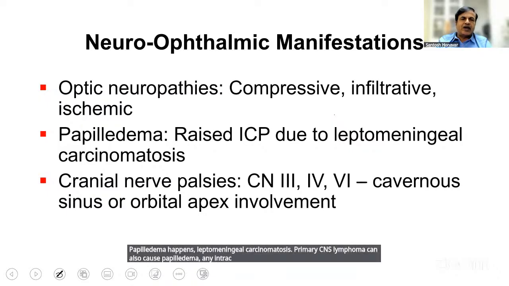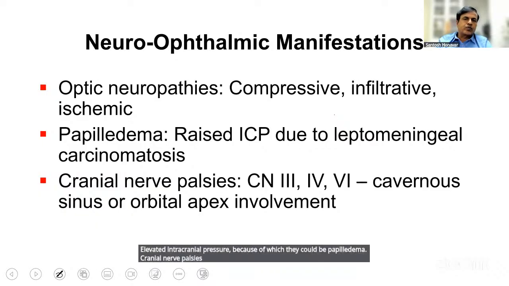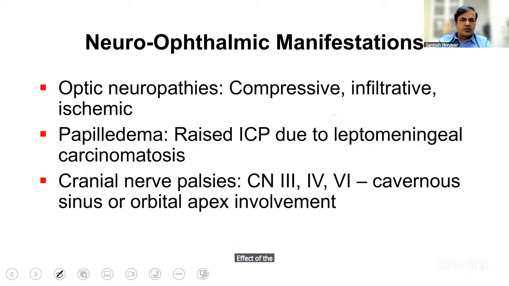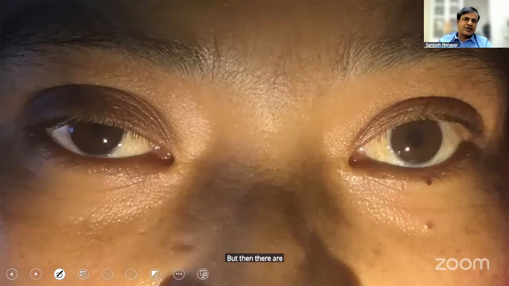Any intracranial malignancy can cause elevated intracranial pressure, because of which there could be papilledema. Cranial nerve palsies are also because of direct effect of the intracranial tumor on the cranial nerves. So most of these neuroophthalmic manifestations are direct, but then there are indirect effects as well.